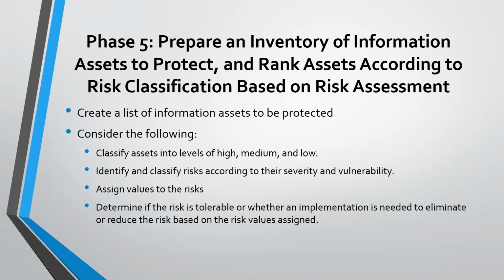Some suggested steps include, for assets, identify the CIA impact levels, whether high, medium, or low. Identify risks and classify them according to severity and vulnerability. After identifying the risks and the levels of CIA, define values for the risks. Based on risk values, determine whether the risk is tolerable and whether to implement a control to eliminate or reduce the risk. The risk assessment methodology will guide in establishing risk levels for assets.